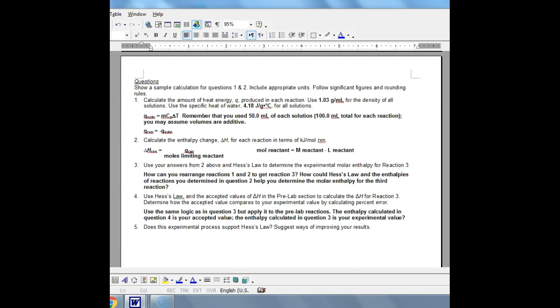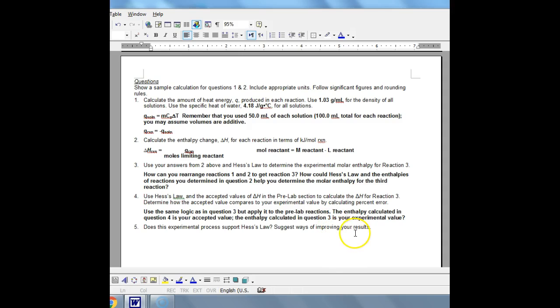And then the second part of question 4 is to calculate percent error. Question 3 gives you the experimental value. Question 4 gives you the accepted value. And so we want to see how close the results were to that accepted value using your percent error calculations.